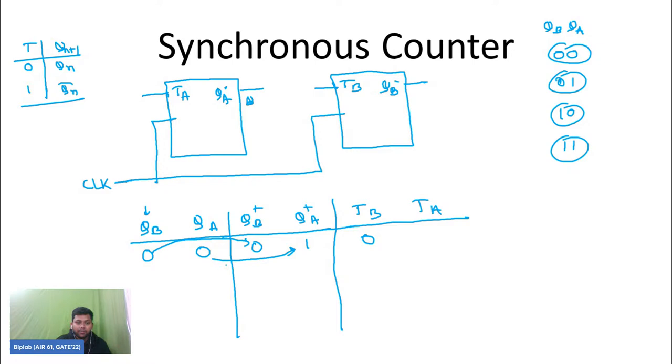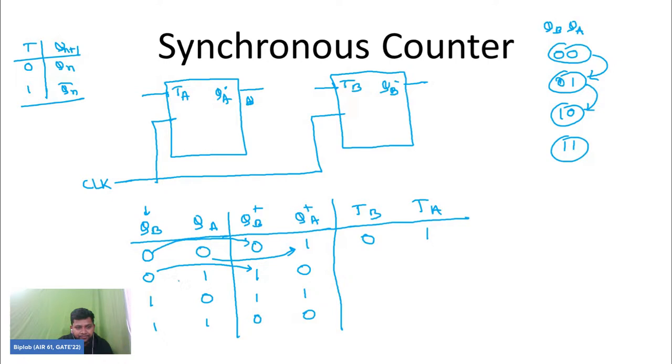Okay, the next. If my output is 0, 1, then our expectation is that the next output should be 1, 0. If the previous was 1, 0, then the next will be 1, 1. If the previous one is 1, 1, then the next stage will be 0, 0. Now how can we achieve this? For that you have to set the values of TA and TB.